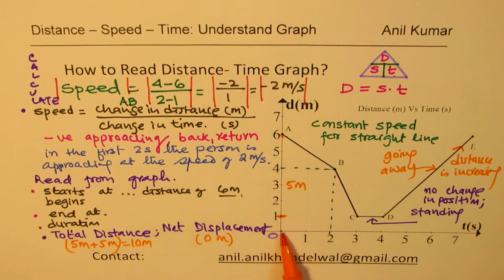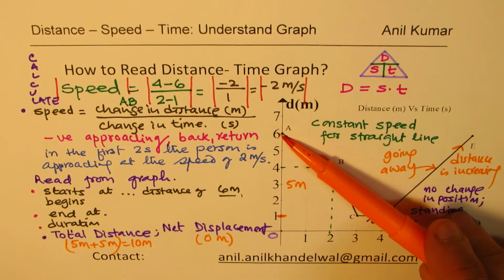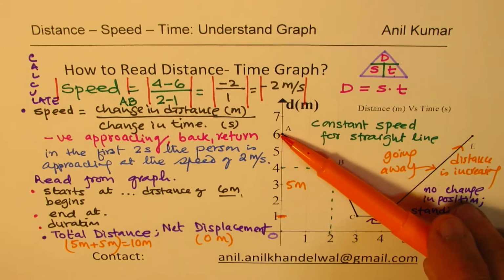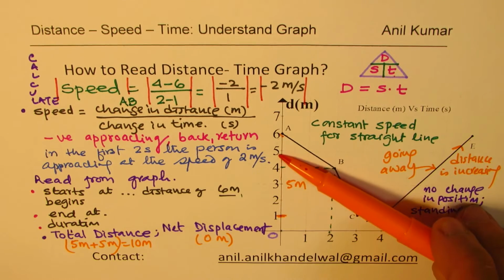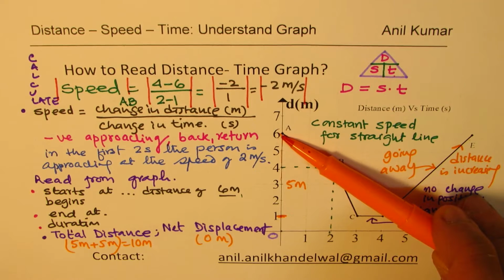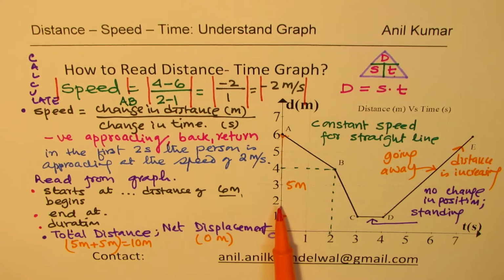Do you see that? Think about the person coming like this and going back to the same position. So as far as distance is concerned, the person walked 5 meters and went back 5 meters. Total distance was 10 meters. Displacement 0. No change in position. Do you understand? So that is how these two terms are very different, correct? So these you could actually read directly from here, or you could calculate also.